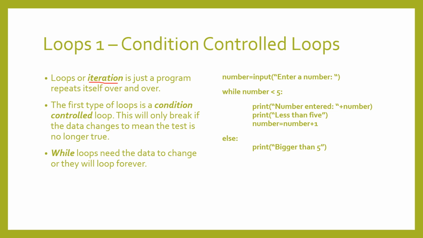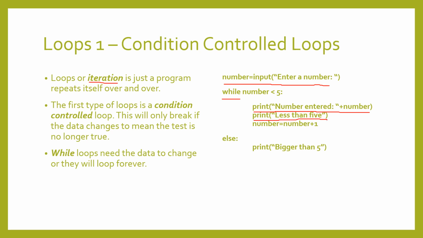So in the same one as we did before with the if, we ask for a number. But this time, instead of if, we're going to do while. While the number is less than 5, we're going to print the number, so we print out the number to the user so they can see it. We're then going to print out the message less than 5.